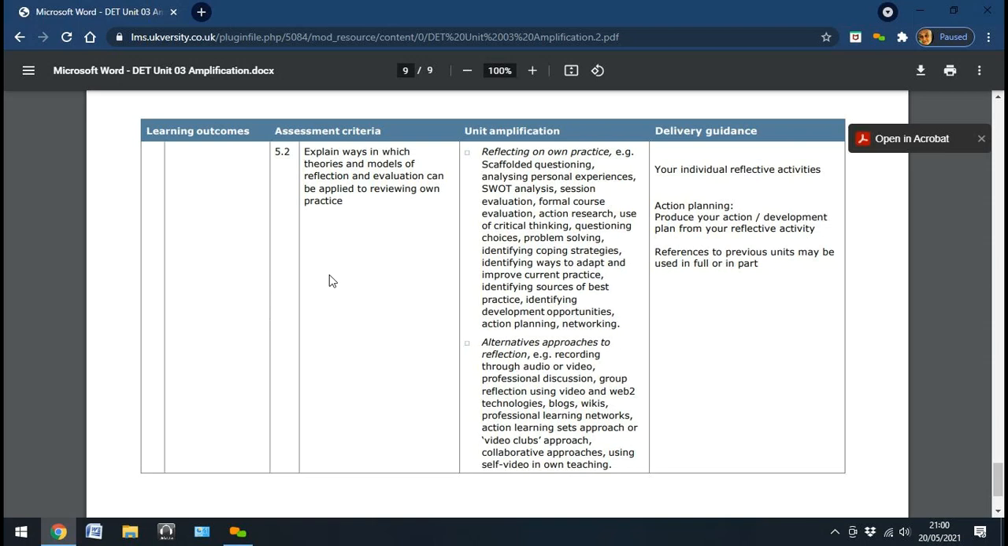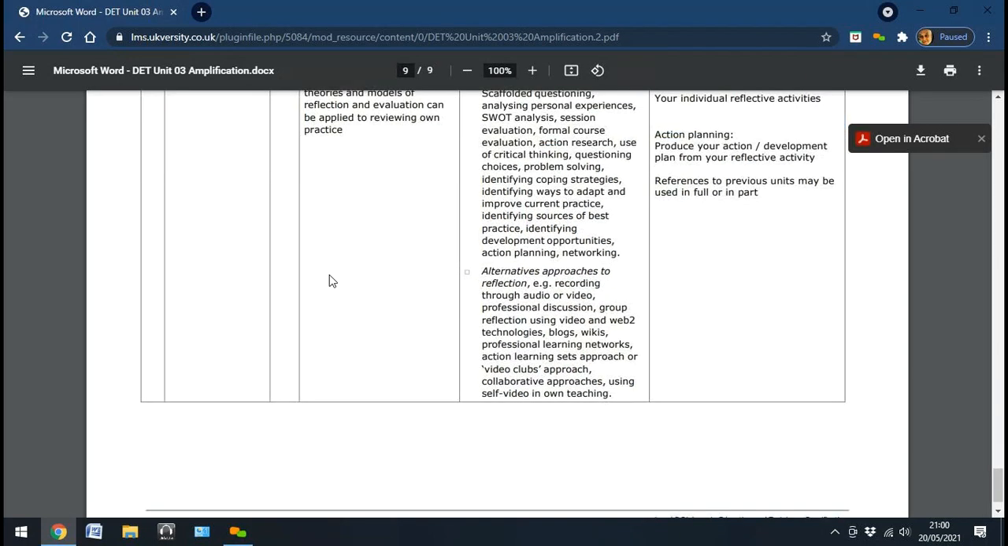Others will be a personal review of what you've done, and you'll make a record of that. So it's reflecting on your own practice. Personal experiences, a SWOT analysis of yourself. That's very easy to do. Session evaluation, the whole course evaluation, how you actually deal with problems that crop up, coping strategies for that, identifying development opportunities in action planning and networking with others.